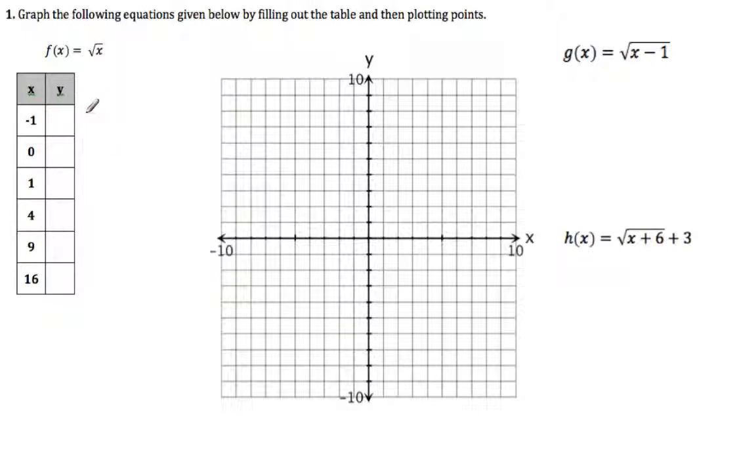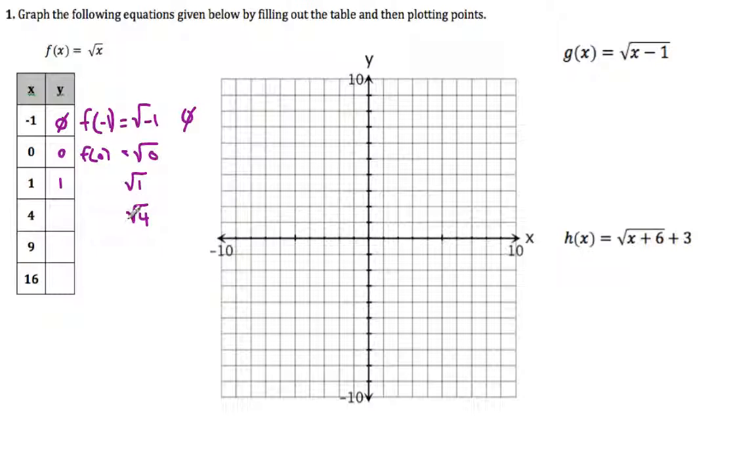When x is -1, we have f of -1 is equal to square root of -1, and this is undefined, right? You cannot take the square root of a negative number. Okay, when x is 0, we have f of 0 is equal to square root of 0, and square root of 0 is 0. All right, now here we have f of 1, so we have square root of 1, and square root of 1 is 1.